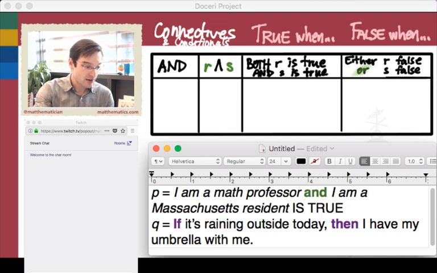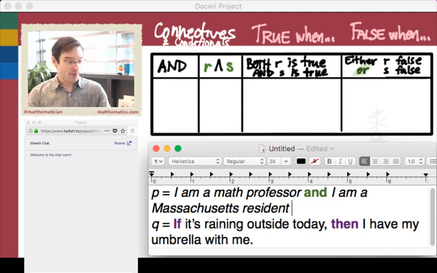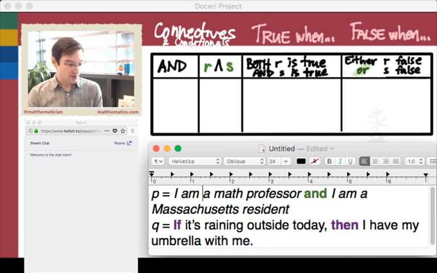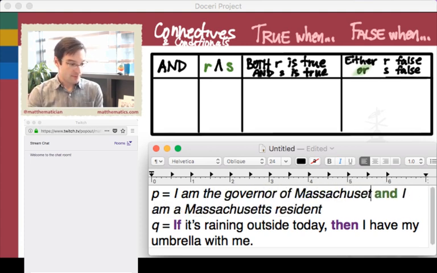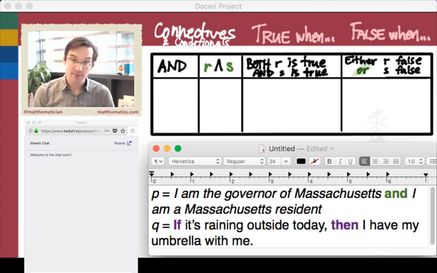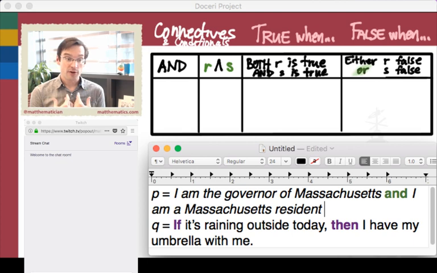We can't do that here for the statement, I am a math professor, I am a Massachusetts resident. But I suppose if I change this to I am the governor of Massachusetts, and I am a Massachusetts resident, and if I apply this proposition again to myself, then my burden of proof to show that this is true would be that I would have to prove both that I'm the governor of Massachusetts and that I'm a Massachusetts resident.